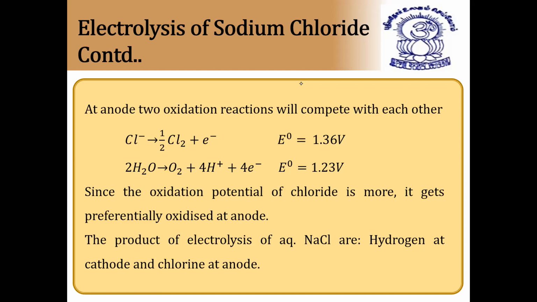Underline this: hydrogen at cathode and chlorine at anode. This is very, very important. If you take molten NaCl, the products are different; if you take aqueous NaCl, the products are different. They are determined with respect to electrode potential. Usually they will not give electrode potential values in the examination. So to remember that, I'm adding a new slide. I'll give one sentence. You just note it down.